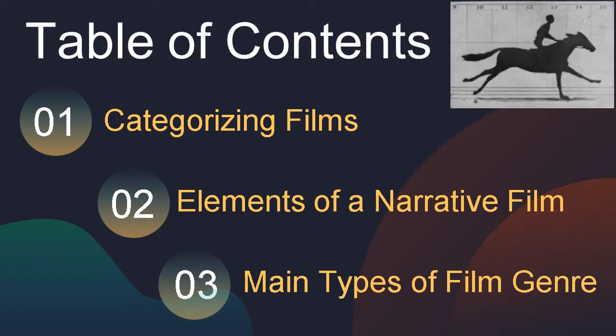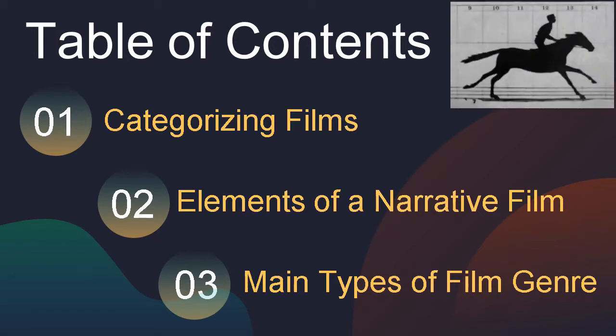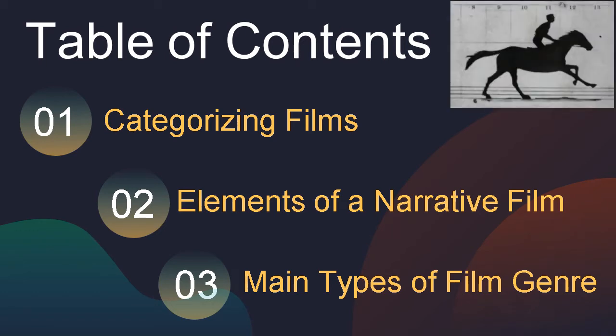Sir, saan po iikot ang pag-uusapan natin ngayong lesson na ito? So, here is our table of contents. First, we are going to talk about categorizing films. Second, elements of a narrative film. And third is the main types of film genre.